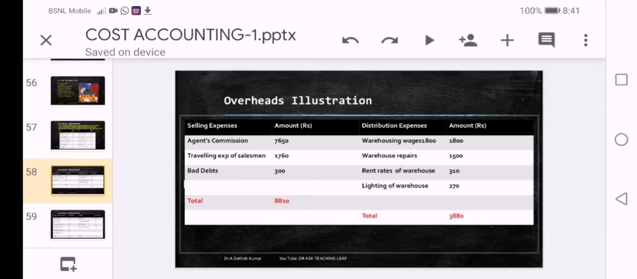Next, warehouse expenses. In the third session we have discussed very clearly any expenditure related to storage of finished goods to expenses till the goods sent to the other destination, maybe buyer point. All these expenses comes under distribution expenses. So warehouse is a godown and wages are paid to the laborer there, 1800, part of distribution expenses. Next, warehouse repairs, again falling under the distribution expenses, 1500.